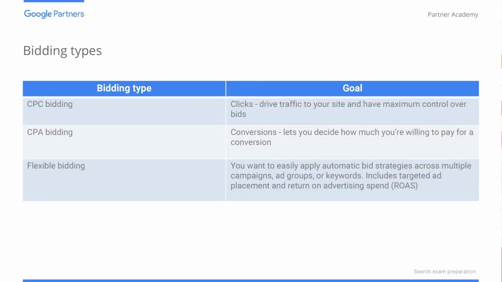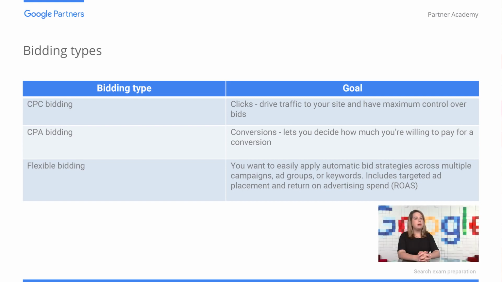Bidding types. CPC bidding: cost per click, or maximum cost per click bid. You pay only when a viewer is interested enough to click your ad. You can set your own bid amounts or let AdWords automatically set bids to provide as many clicks as possible.